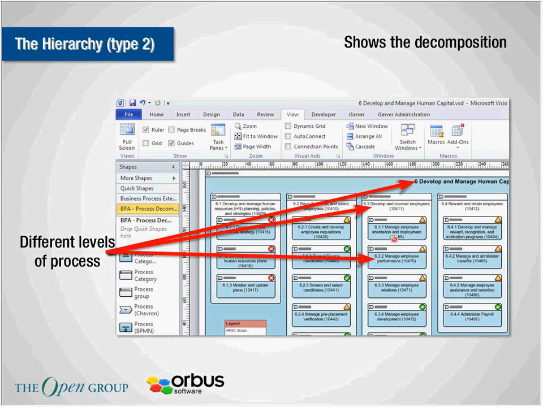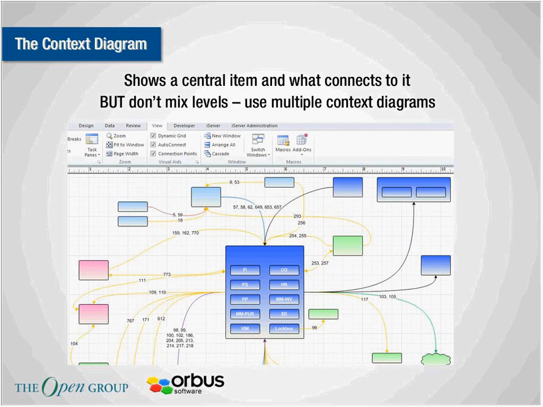So the idea of this type 2 hierarchy is a tall containing box for the highest level of the hierarchy, then a sub-box for the children, and then sub-boxes for the grandchildren. The example I've called up is a process hierarchy: top-level process, sub-process, and then sub-sub-process. But this applies for any kind of hierarchy.